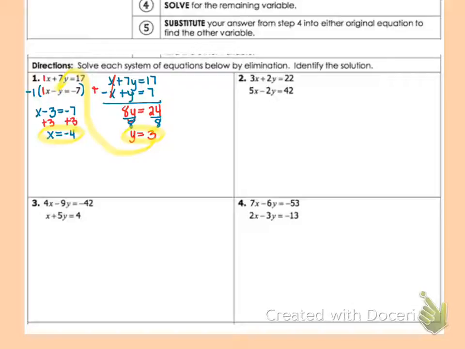So we could either write our solutions as x equals negative 4 and y equals 3, or as an ordered pair, negative 4, positive 3. So let's designate example 2 as a you try question. So we're going to pause the video and try number 2 on your own and tune back in to check to see how you did. So pause the video now.